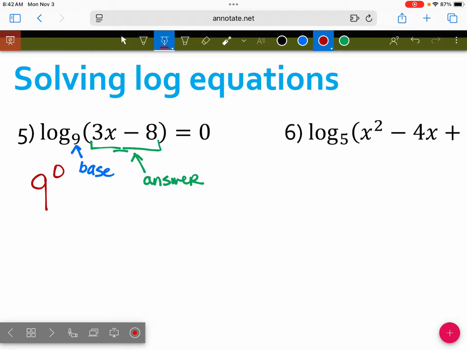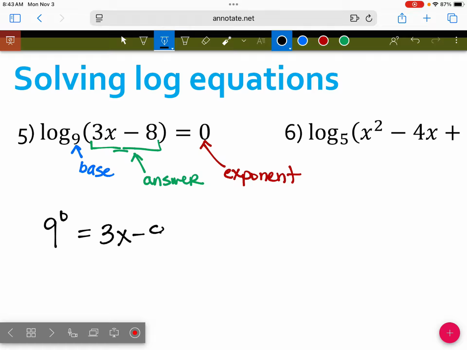And this is still your exponent. That does not change. It doesn't matter that now we got some x squareds and stuff in there. That does not matter. So let's do our rewrite. It would be 9 to the power of 0 equals 3x minus 8. That's how you would write that out.